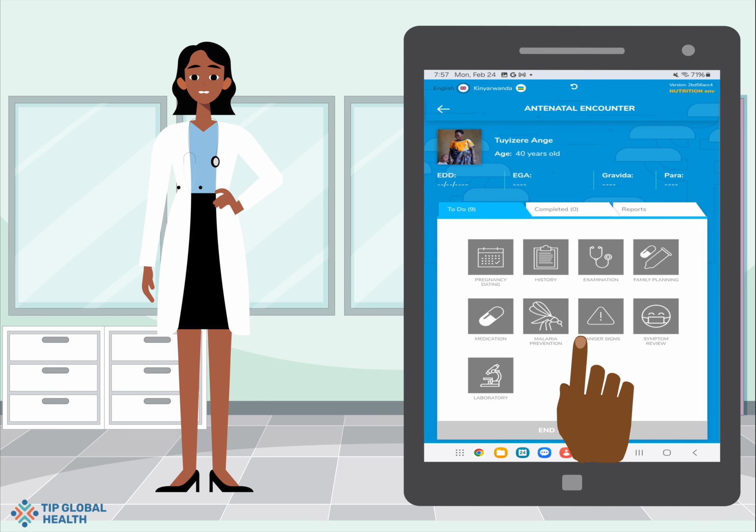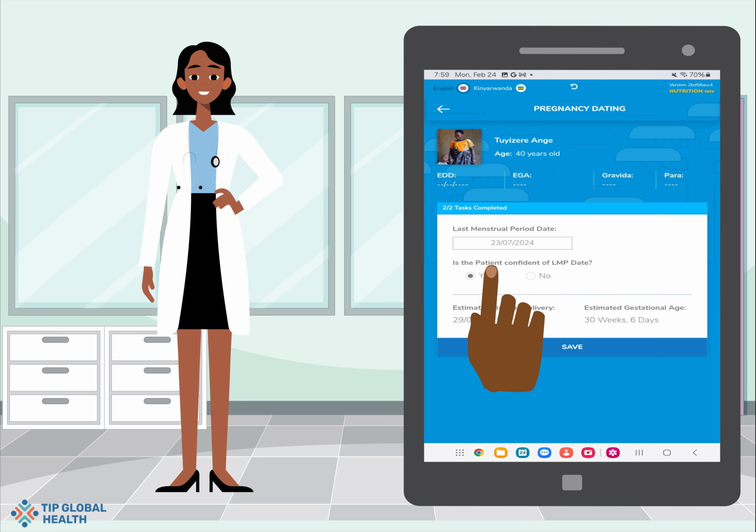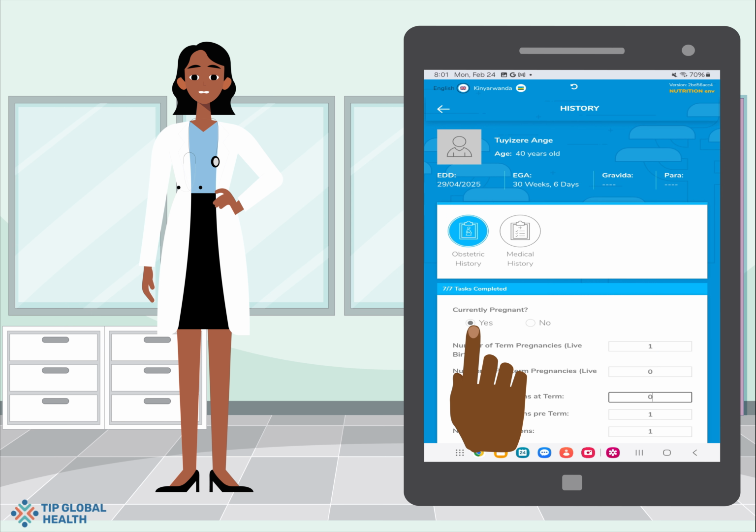Let's start with pregnancy dating. We're gonna ask when was her last menstrual period. It was July 23rd, 2024. The system automatically calculates her estimated due date and gestational age. This means that Ange is currently 30 weeks and 40 days pregnant, and she's due to have her child April 29 of 2025. And now onto her obstetric history.